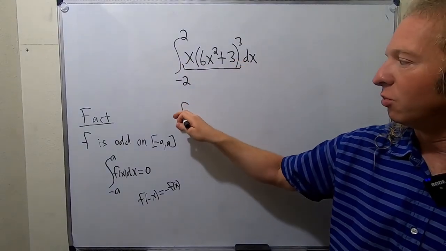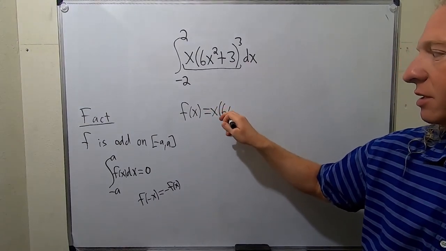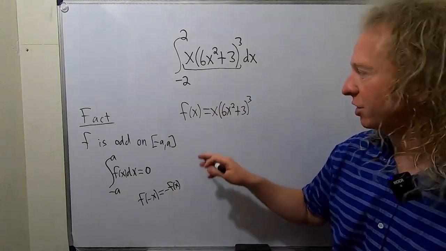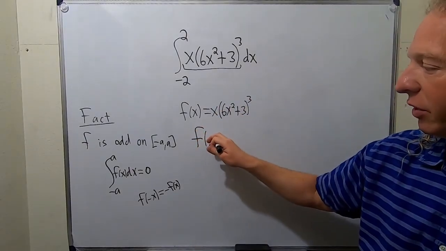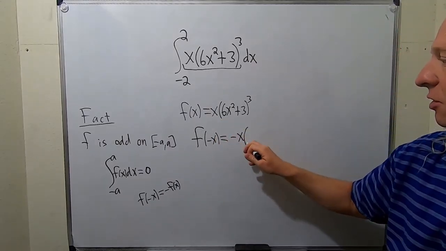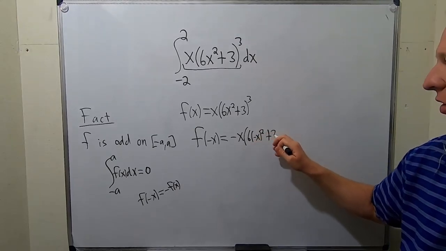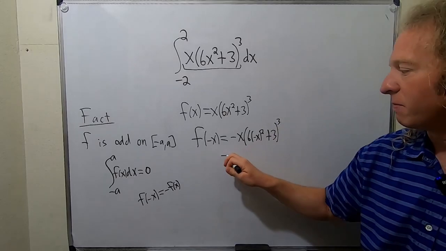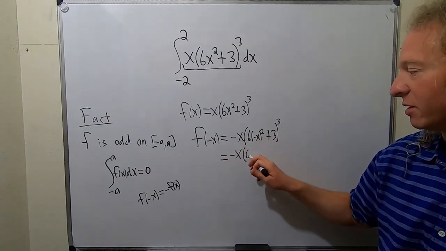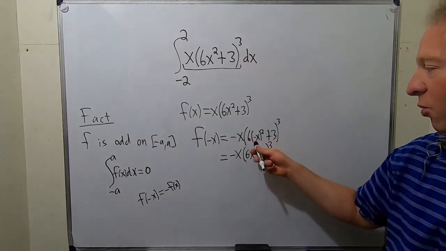So if you were to write it down, f of x equals x times (6x squared plus 3) cubed, you could actually check the definition. You could replace the x with negative x, so your x would become negative x, and then here you would get (6 times negative x squared plus 3) cubed. And this is where the magic happens. This is still negative x. This negative is being squared, right? So it's going to become x squared plus 3 cubed. So it goes away because of the 2.